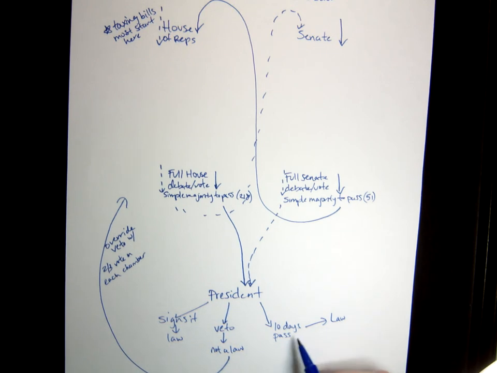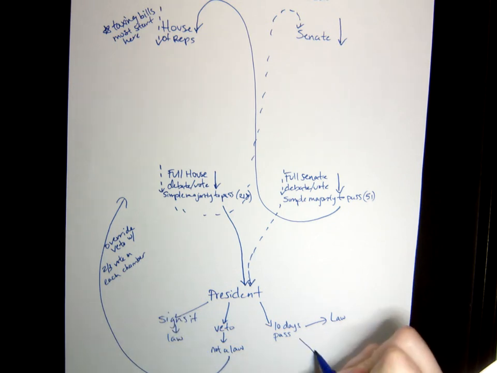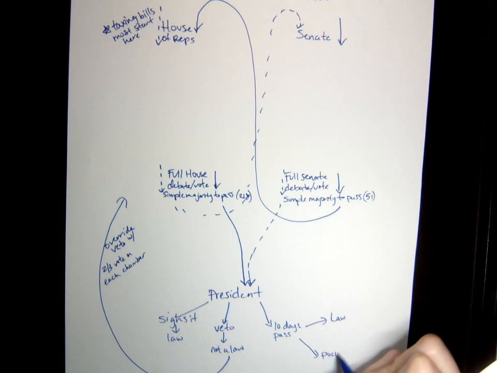Now, let's suppose 10 days pass, but during those 10 days, Congress adjourned. Their legislative session ended, and they went home. Well, at that point, he has no one to send his objections to. So if after 5 days Congress goes home, and on the 6th day he wants to veto it, there's no one to send his objections to, so Congress can't override his veto. And that is called a pocket veto. And it's not a law then.